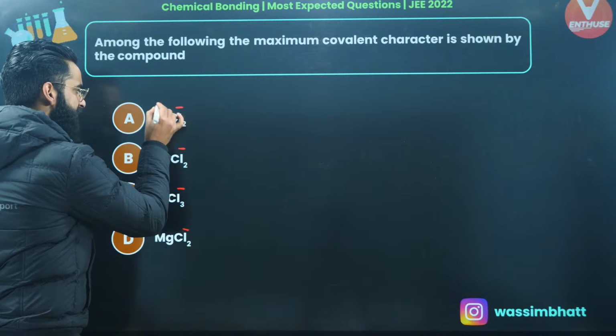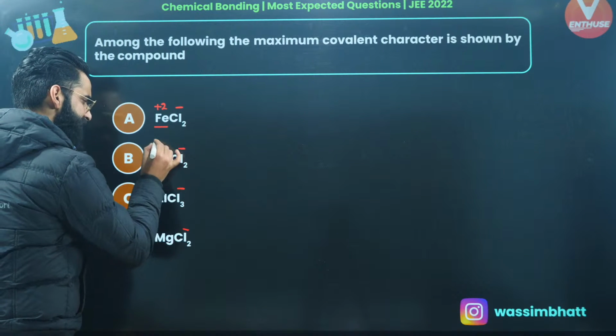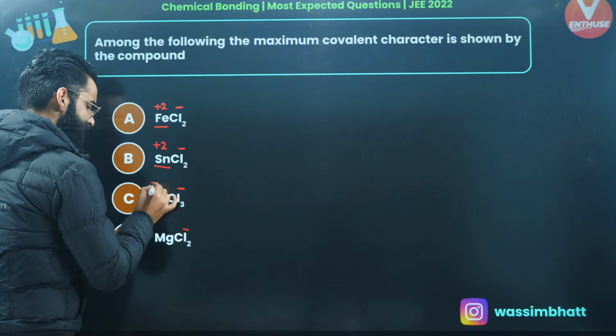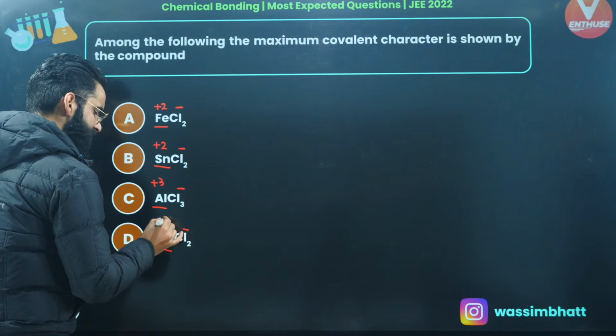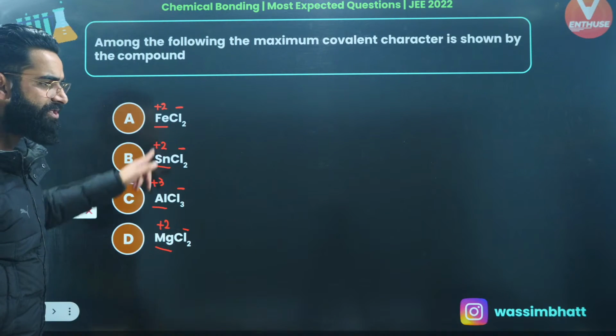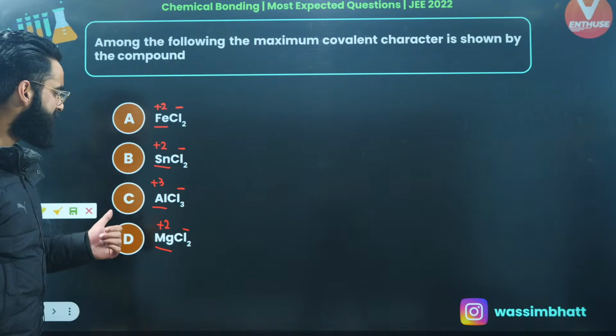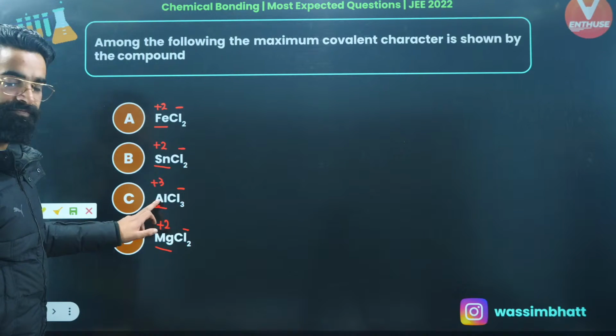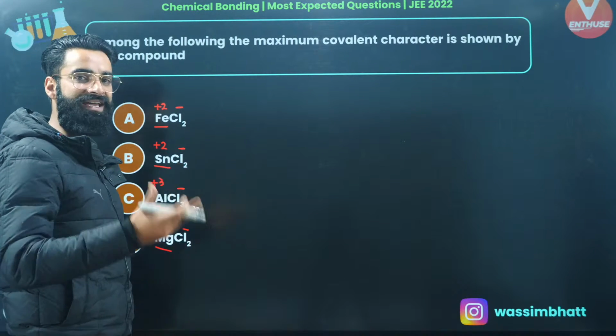This is Fe di positive over here. This is Sn di positive again. This is Al tri positive. This is Mg di positive. Look at the charges on these cations. Where is the charge present on the cation maximum? In option C, the charge present on the cation is maximum.